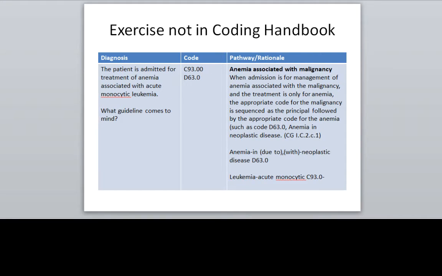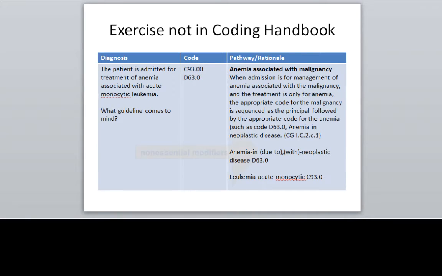And here's another exercise not in the coding handbook that's very common in the hospitals, and that is when you have an anemia associated with the malignancy. If the patient is admitted for treatment of the anemia associated with acute monocytic leukemia, you're going to sequence the malignancy as the principal, followed by the code for the anemia as your secondary code. And here I have the pathway: the main term is anemia, in, which can also mean due to or with, neoplastic disease.